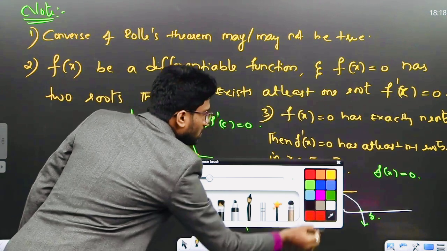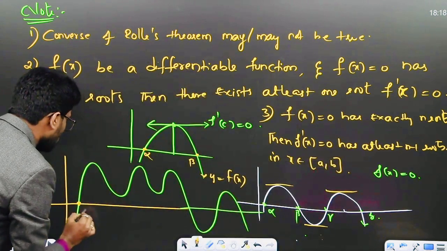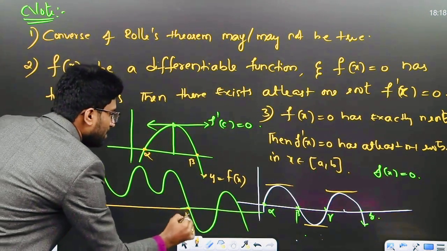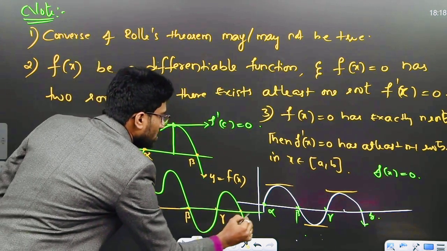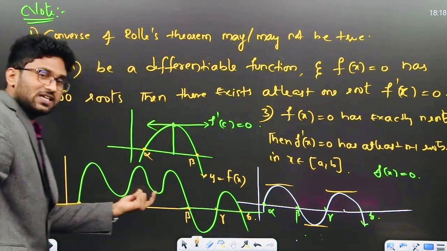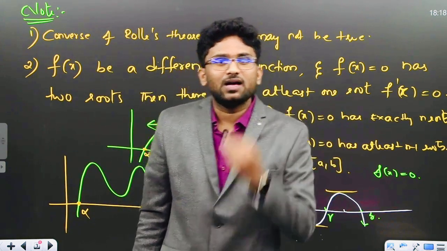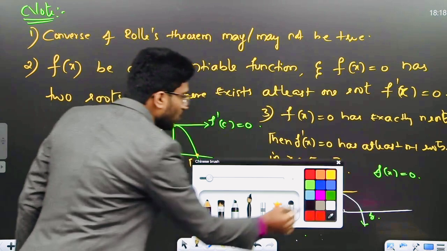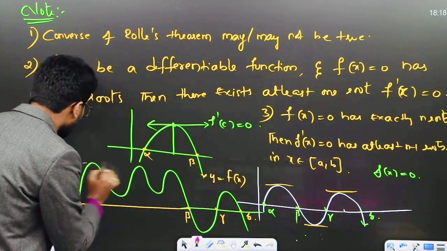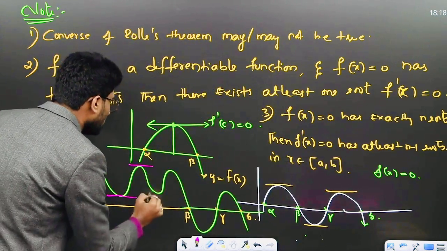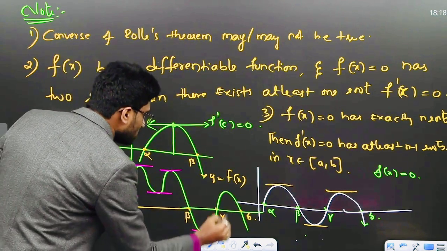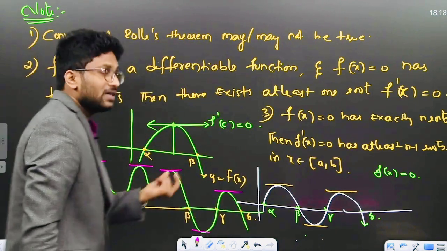Now, this equation has roots alpha, beta, gamma, delta. f(x) = 0 has 4 roots alpha, beta, gamma, delta. Now, how many roots do we have for f'(x) = 0? 1, 2, 3, 4, 5, 6, 7. We will be having 7 roots.